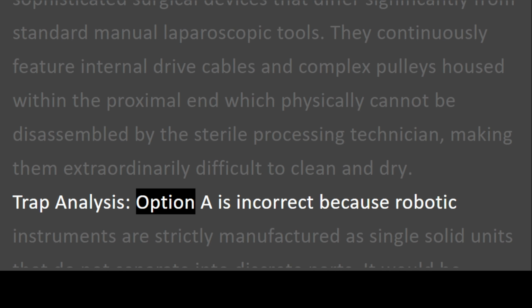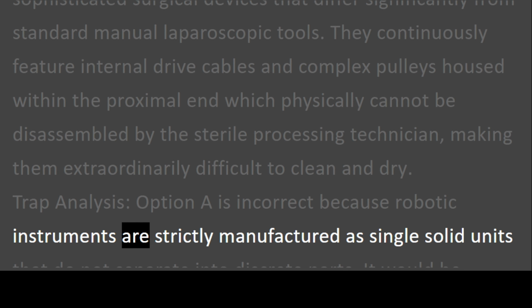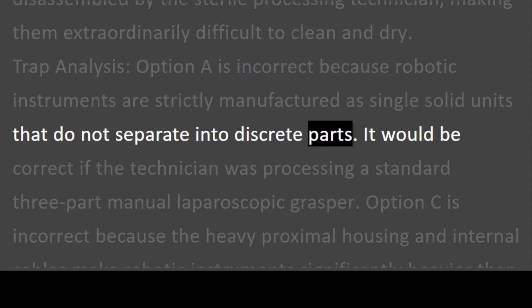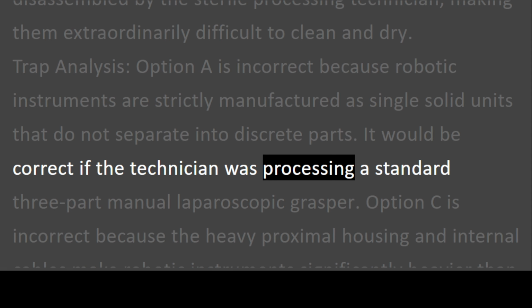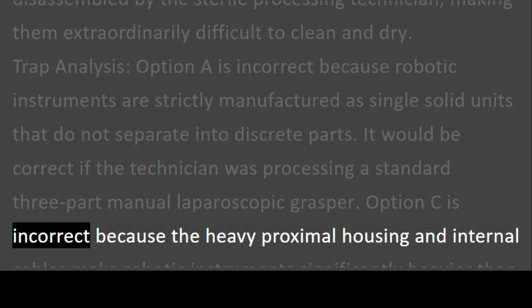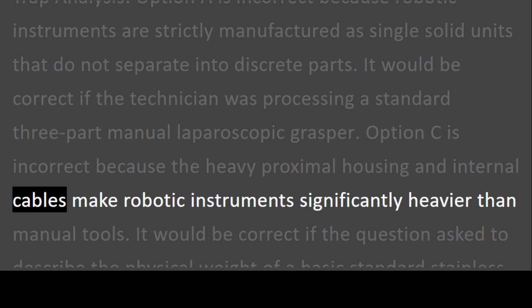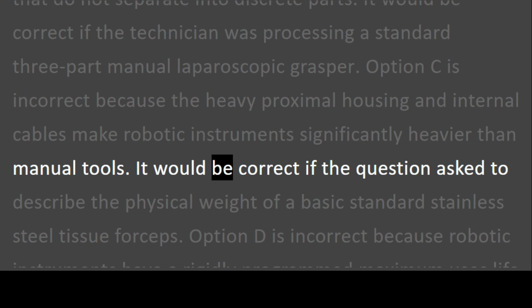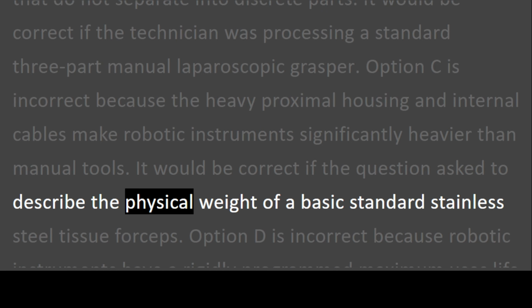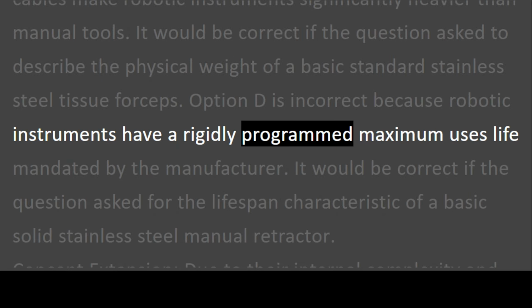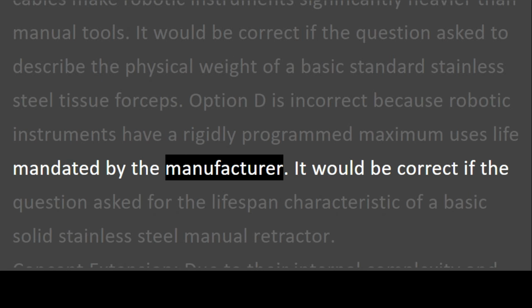Trap analysis. Option A is incorrect because robotic instruments are strictly manufactured as single solid units that do not separate into discrete parts. It would be correct if the technician was processing a standard 3-part manual laparoscopic grasper. Option C is incorrect because the heavy proximal housing and internal cables make robotic instruments significantly heavier than manual tools. It would be correct if the question asked to describe the physical weight of a basic standard stainless steel tissue forceps. Option D is incorrect because robotic instruments have a rigidly programmed maximum uses life mandated by the manufacturer.